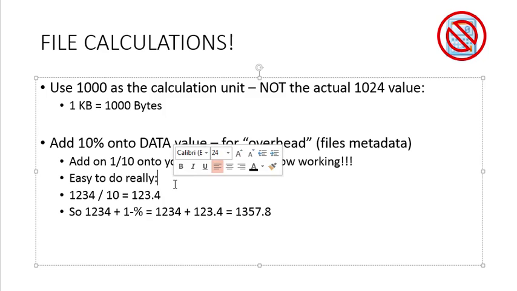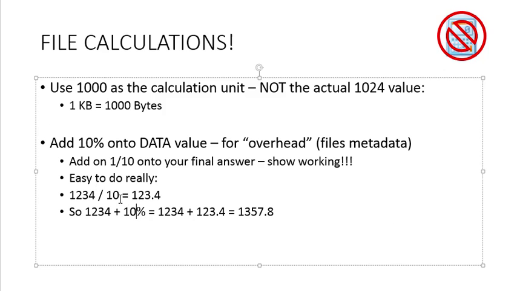Now, working out 10% is actually pretty easy. Let's suppose I have a value of 1234. If I divide that by 10, I simply shift my decimal point. It becomes 123.4. So 1234 plus 10% would simply be 1234 plus 123.4, and when I add that together, I get 1357.8. So that's roughly how you do an overhead addition. Without further ado, we're going to look at some calculation examples.